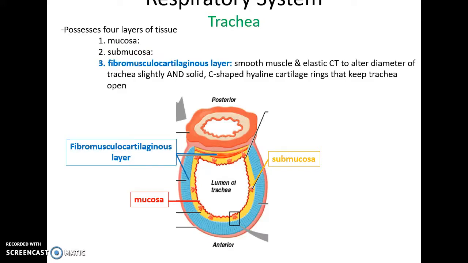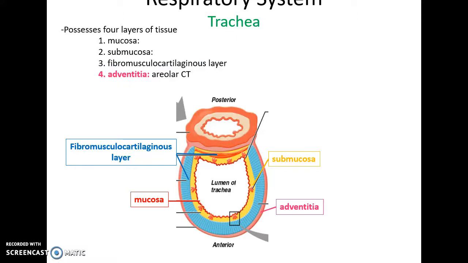Then you have the fibromusculocartilaginous layer, made up of smooth muscle tissue and hyaline cartilage. This allows the diameter of the trachea to change slightly. And of course, as I mentioned already, the C-shaped hyaline cartilage rings help to keep the trachea open at all times. And then the outermost layer is the adventitia, made up primarily of areolar connective tissue.